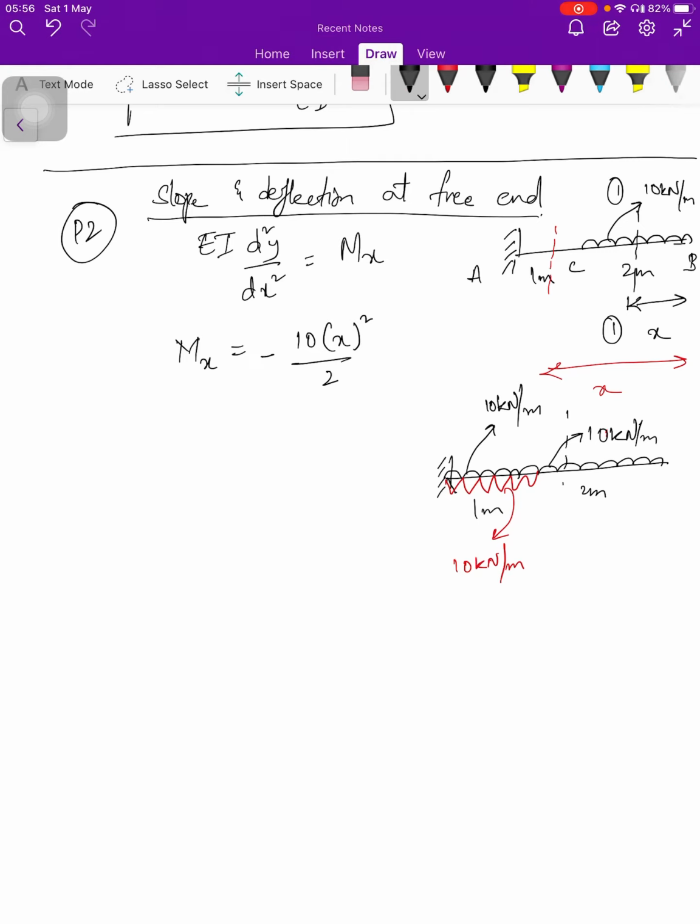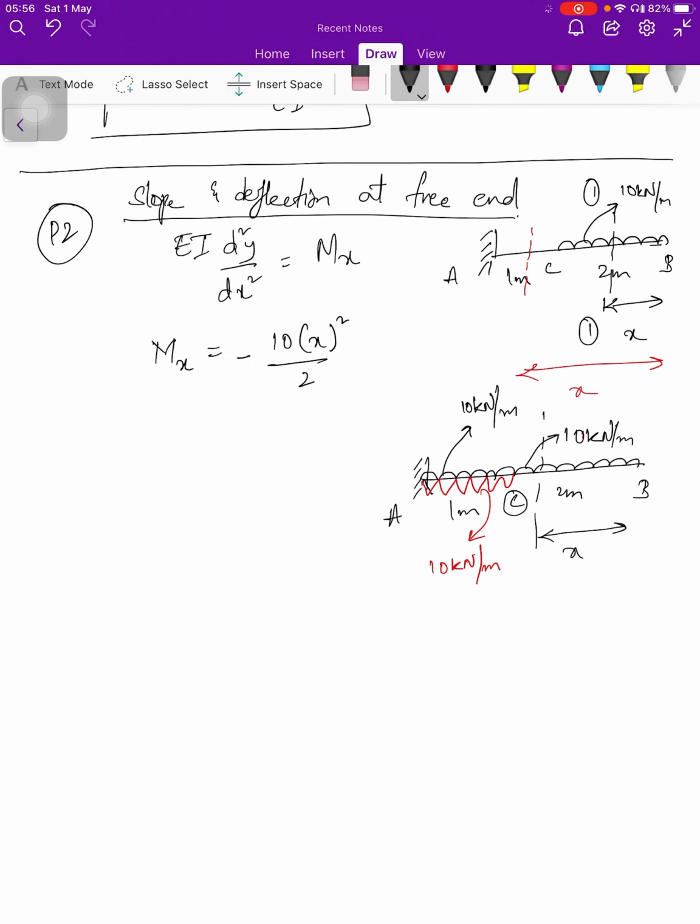Suppose I consider a section 1 at a distance of x from the free end. This is my point C, beyond which I was not having any UDL, but I have considered a UDL and I have subtracted the same UDL of the same intensity. This is nothing but adding and subtracting the UDL in the remaining portion. This is to be done when you have a UDL shorter than the span, and when it is starting from the free end and it is ending before the fixed end.